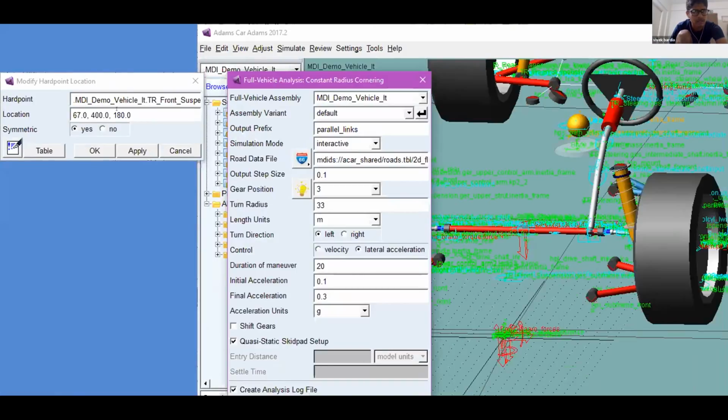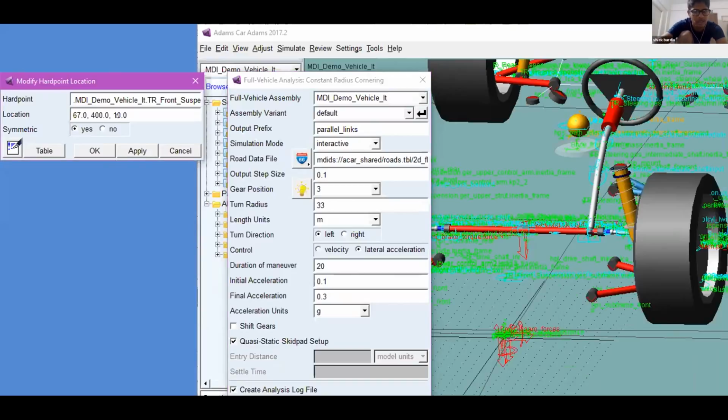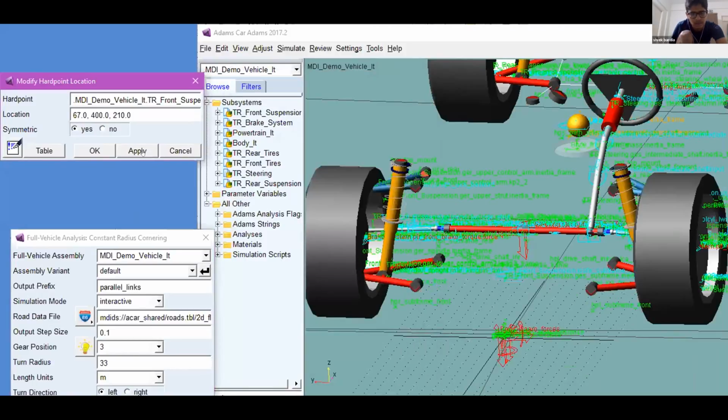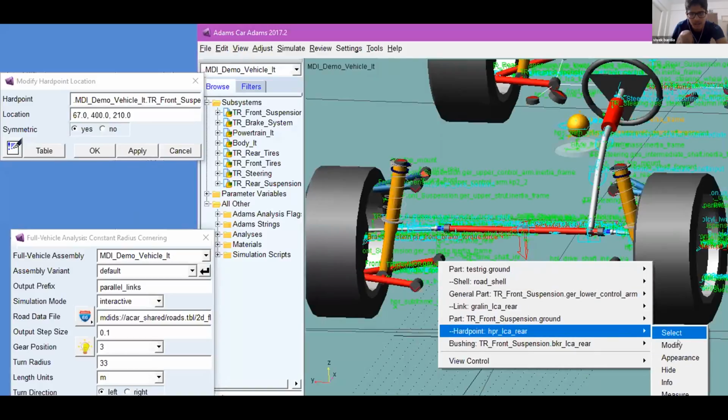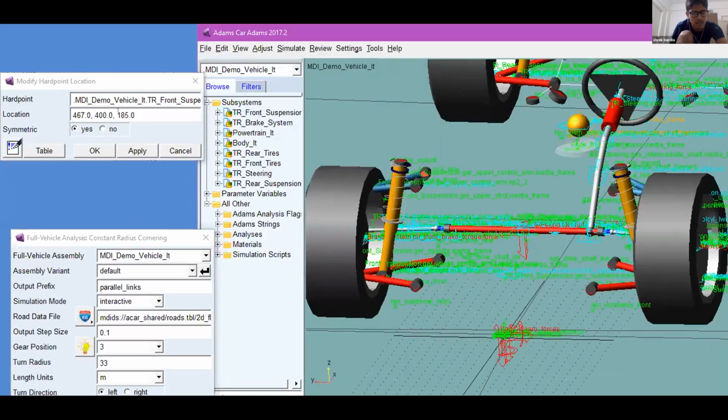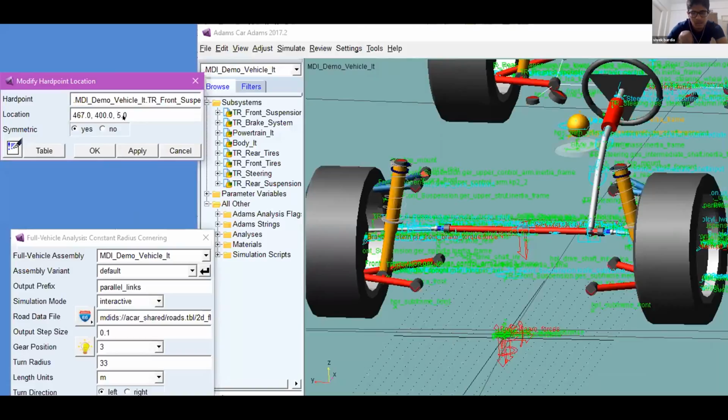And to make them converging, let's bring them up by 20 mm. And that should be sufficient. And the rear hard point also, let's bring that up by 20 mm, to 205. So they have become kind of converging.